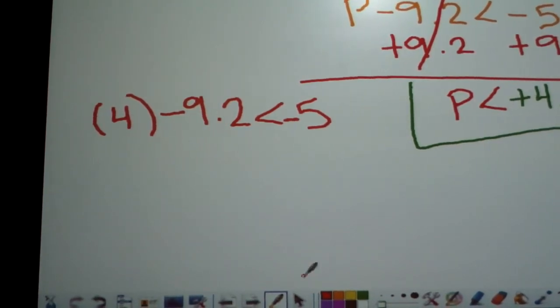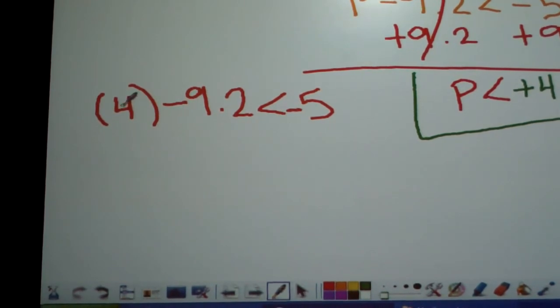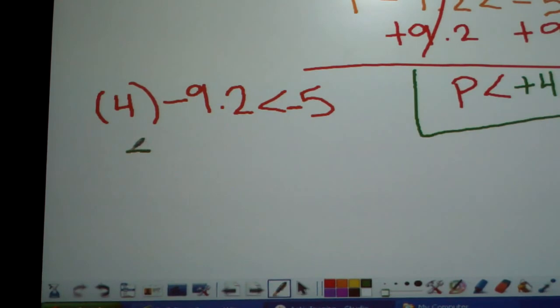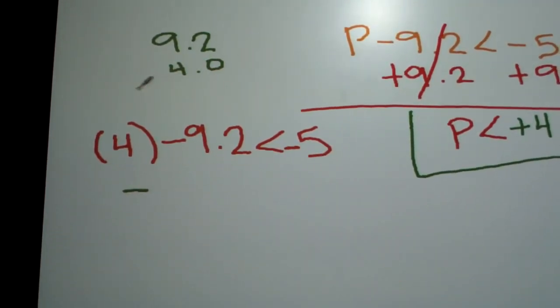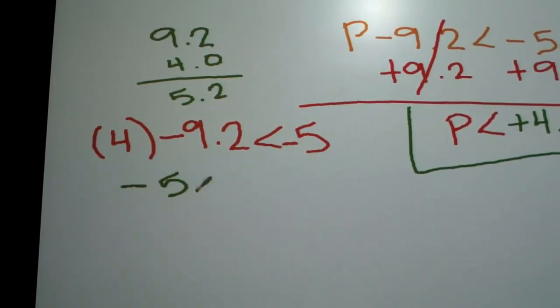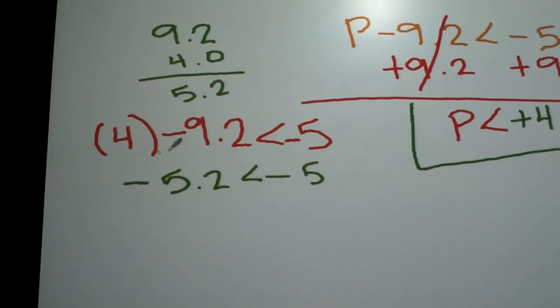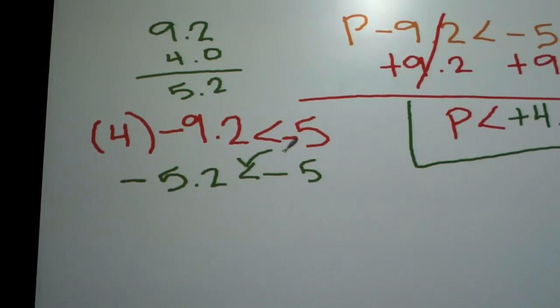So we have 4 minus 9.2. We have 4 is a positive number, negative 9.2 is a negative number. We keep the negative and we subtract the two numbers. We get 5.2. So negative 5.2, is that less than negative 5? Remember, since we have negative numbers, the bigger the negative number, the smaller it is. So yes, it is true.